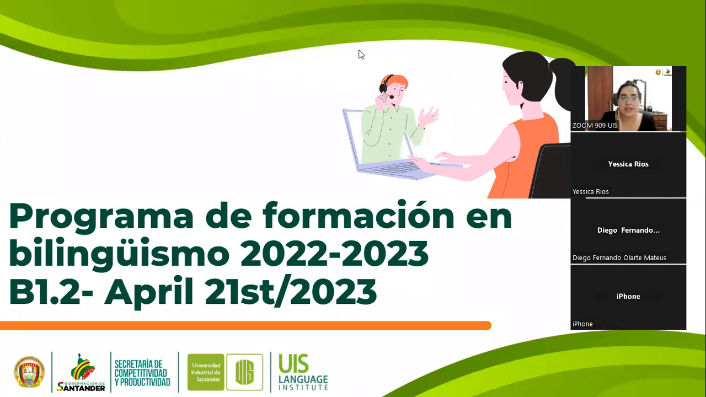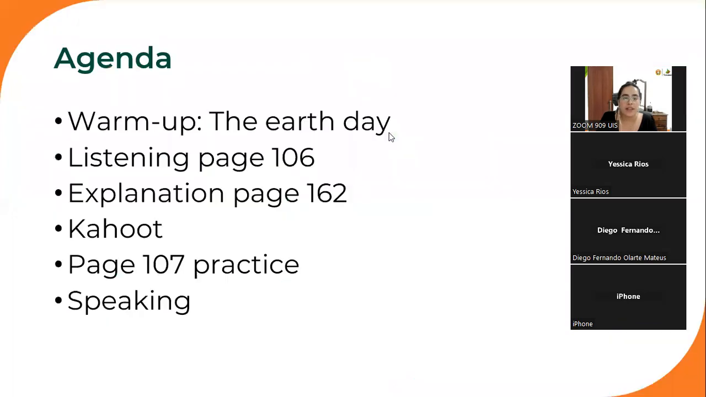So let's start our class today, our session. Let's take a look at the agenda before we start. So first, we are going to do the warm-up activity. It is about the Earth Day. So tomorrow, April 22nd, is the International Earth Day. So we are going to do a short activity related to this.